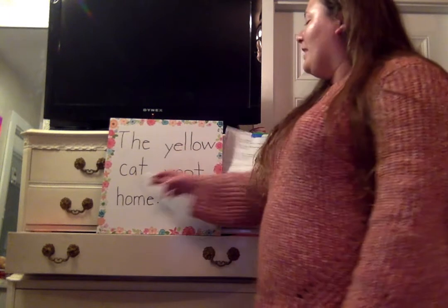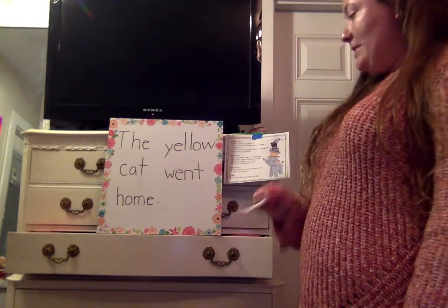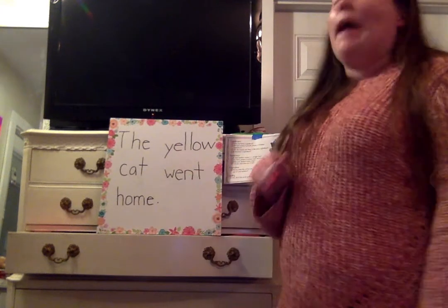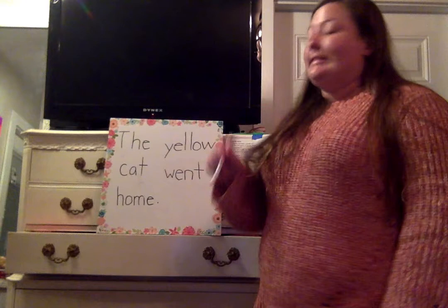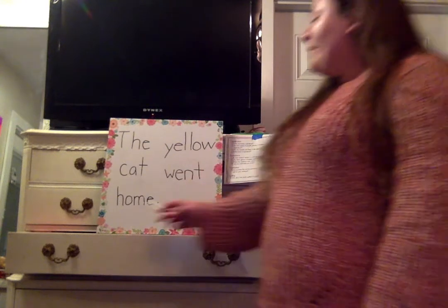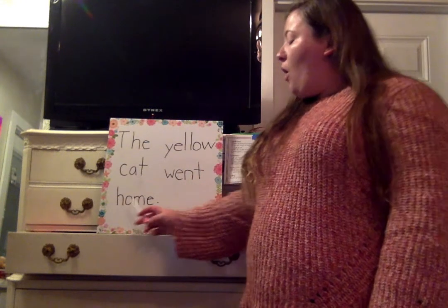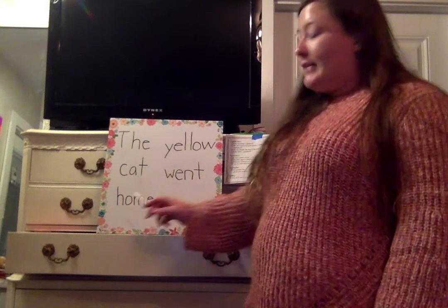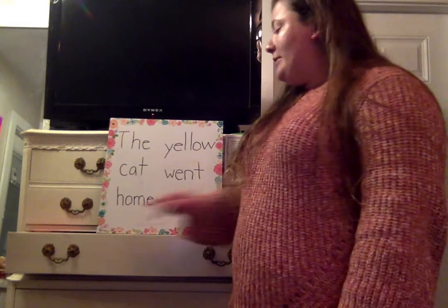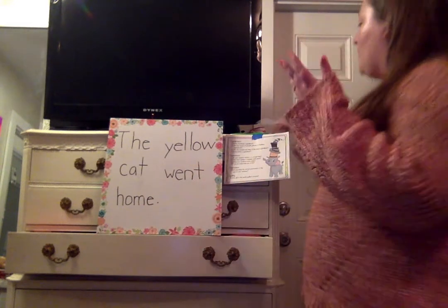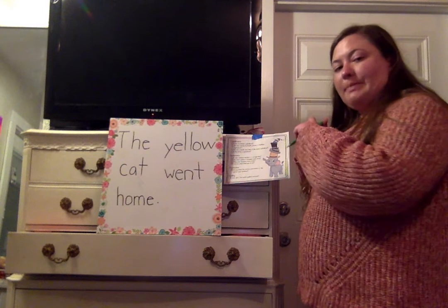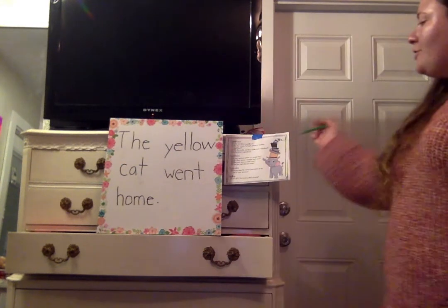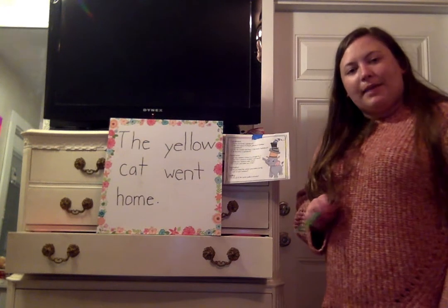So the yellow cat went. We learned went in our class yesterday, so I know that went is W-E-N-T. Went. And home. Home. That silent E makes that O say his name, that vowel say his name. So I know I spelled home correctly. So now all of the words are spelled correctly in my sentence. So I'm going to go ahead and check it. And I have checked off everything that applies to my sentence.